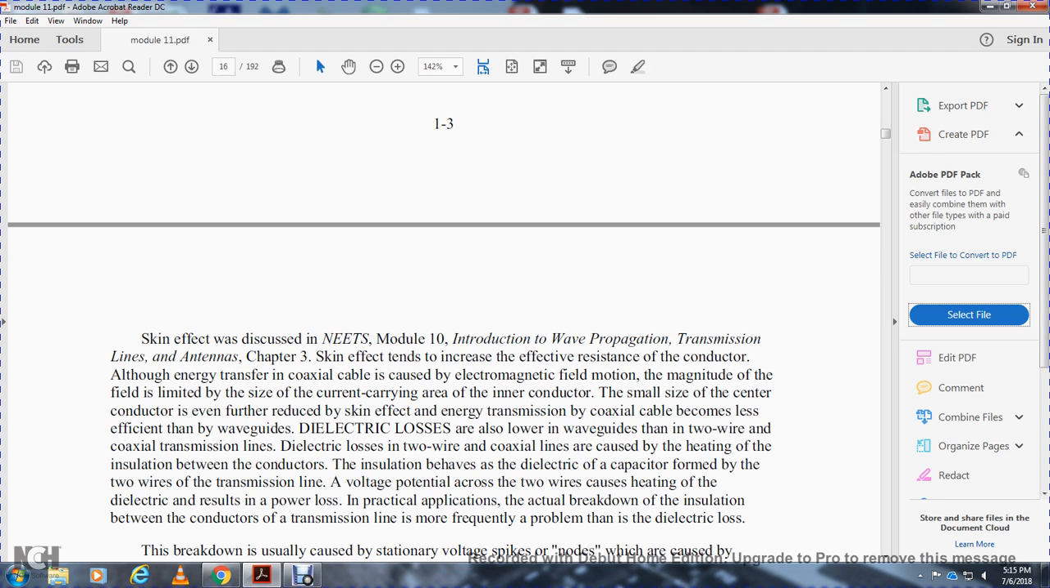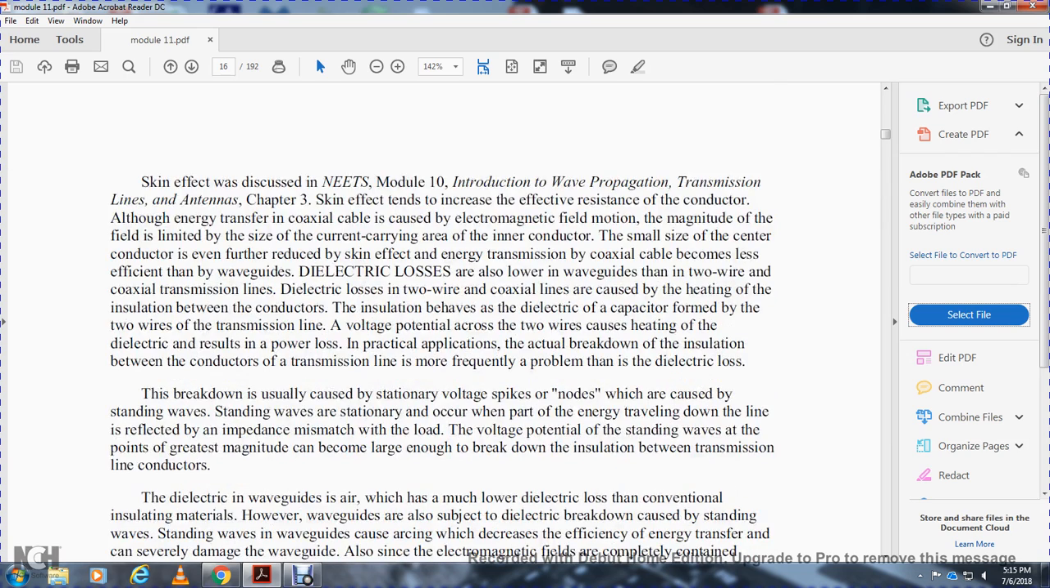Dielectric losses in two-wire and coaxial lines are caused by heating of the insulation between the conductors. The insulation behaves as a dielectric of a capacitor formed by the two wires. The voltage potential between the two wires causes heating of the dielectric, which results in power loss. In practical application, actual breakdown of the insulation between the conductors of a transmission line is more frequently the problem than dielectric loss.